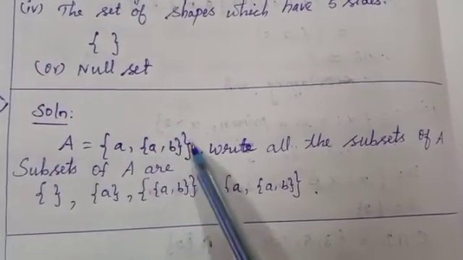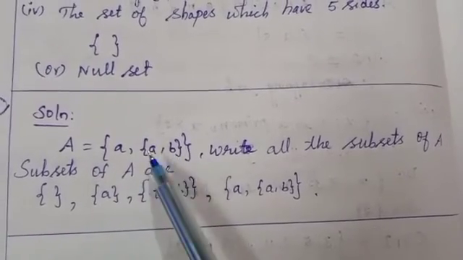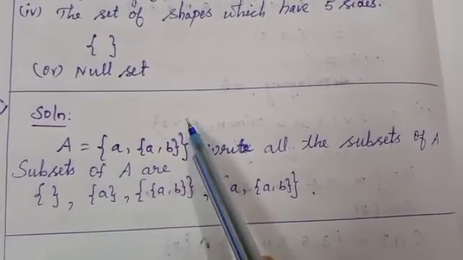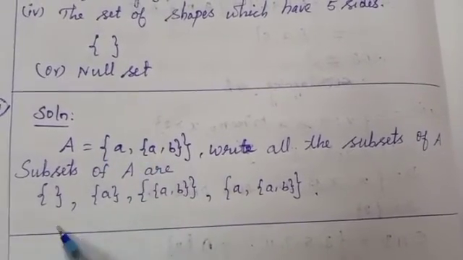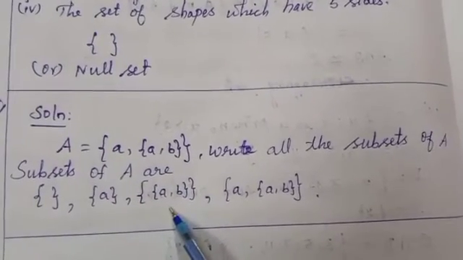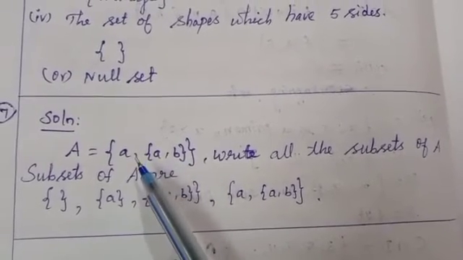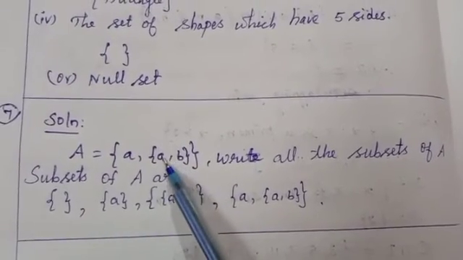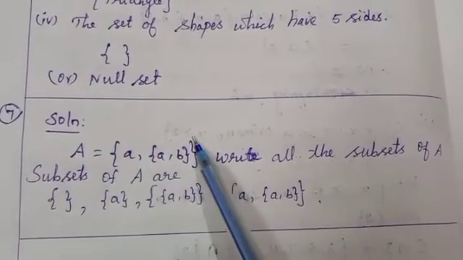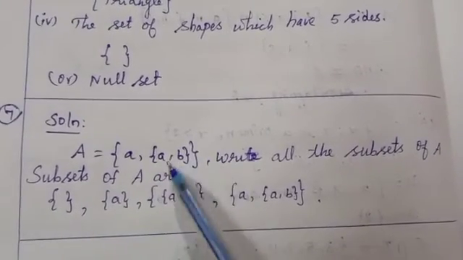This is considered as one element. For set A, it has 1, 2 elements. It is not counted as separate. This is one element, this is another element. So the empty set, then this element and this element. These two are not considered together. This is a separate element, this is one element. These two taken together is another element. So first element, second element.